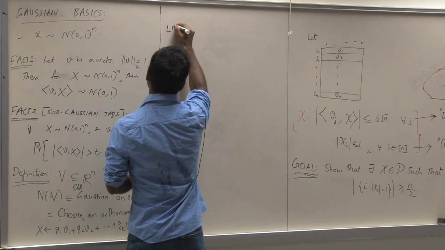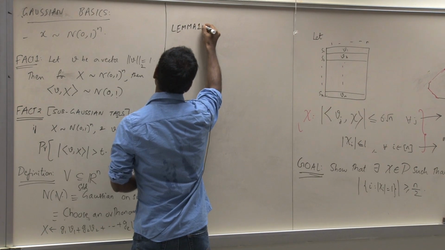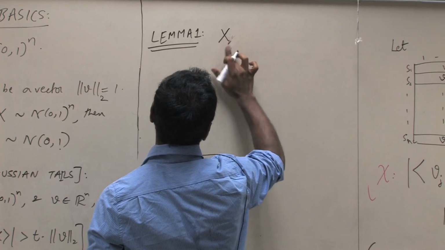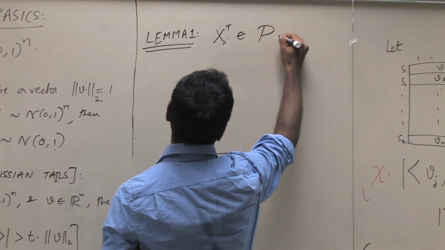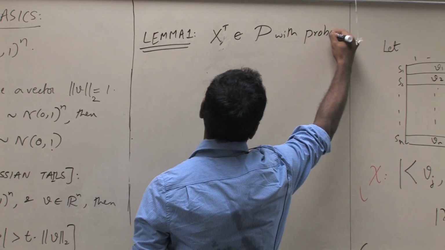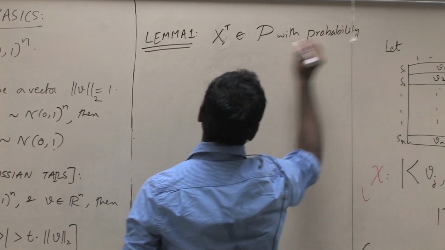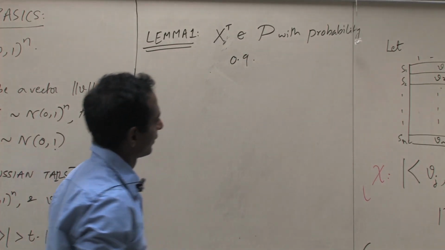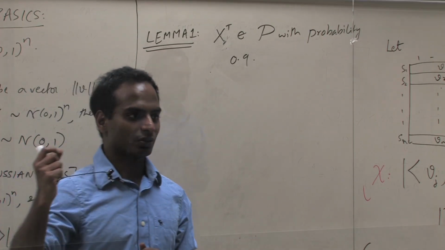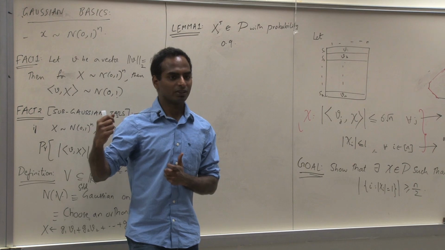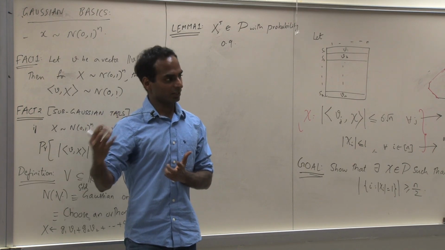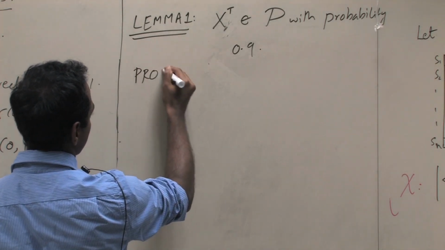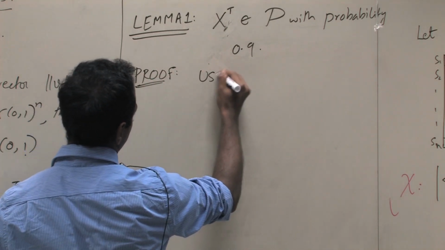So the proof involves 3 simple claims. Lemma 1 is that x_T belongs to the polytope P with probability 0.9. Okay. So it's just saying that the final vertex your algorithm outputs is going to be in the polytope with probability more than 0.9. And the proof, which I won't write, is to use a tail bound.